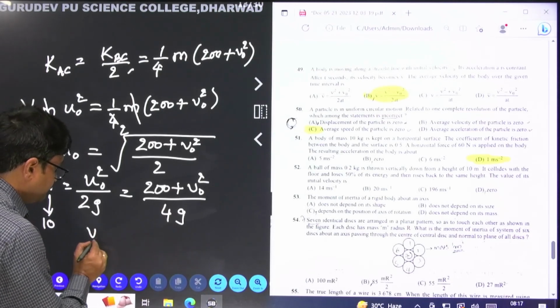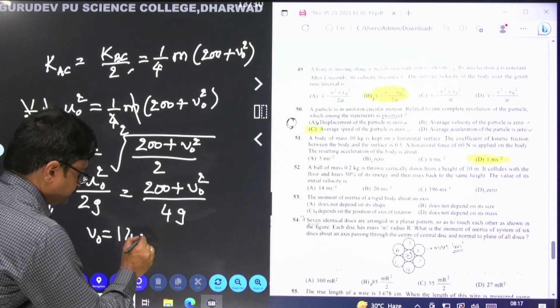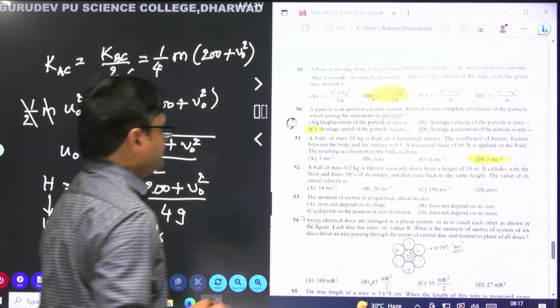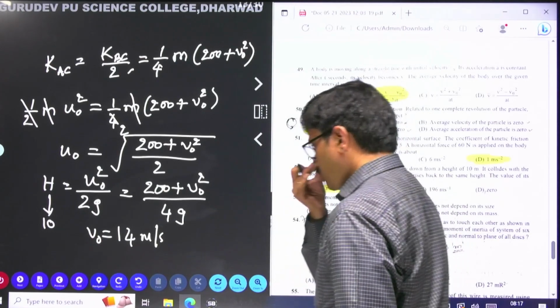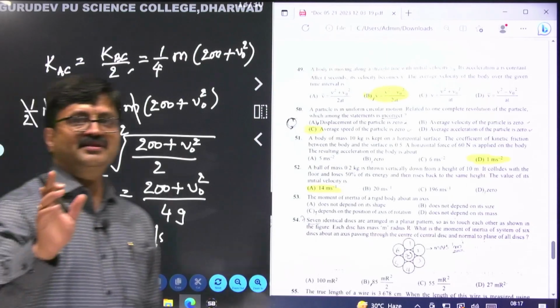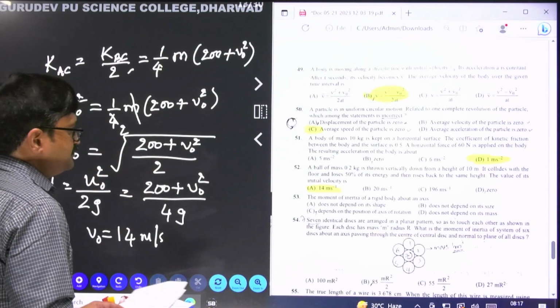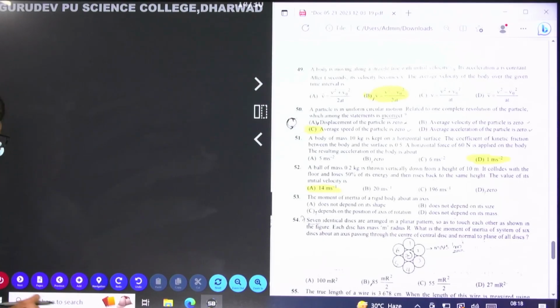So if we just simplify, we'll get v naught is equal to 14 meter per second. So this is the initial velocity with which the body was projected. Okay, I hope it is clear. Okay, now let me move on to question number 53 quickly.